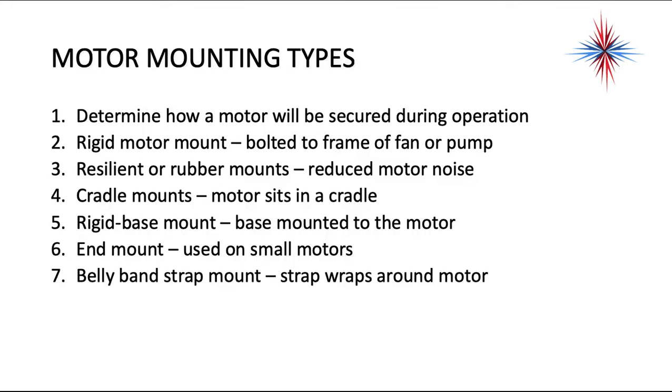Motor mounting types determine how a motor will be secured during operation. Rigid motor mount, it's bolted to the frame of a fan or pump. Resilient or rubber mounts reduce motor noise. Cradle mounts, the motor sits in a cradle. Rigid base mounts, the base is mounted to the motor. End mount, it's used on small motors, it mounts from the end. A belly band or strap mount, the strap wraps around the motor and holds it steady.